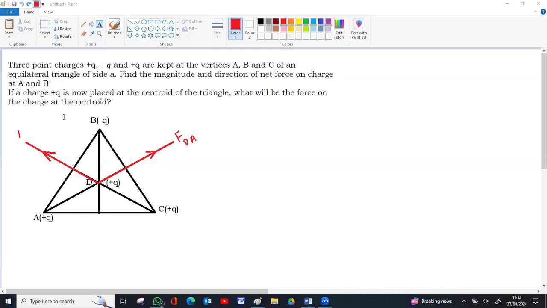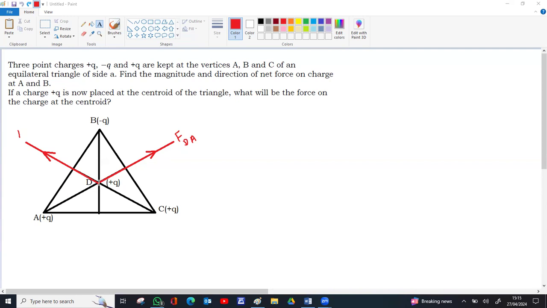What will be the force on the charge placed at the centroid? So this charge at D experiences force due to A, B and C. D is a positive charge, A is also a positive charge, so they mutually repel each other. A will tend to go backward, D will tend to go rightward, away. But our interest is D. We are not interested in the movement of A. Since we are finding the force on D, just check in which direction D is experiencing the force.